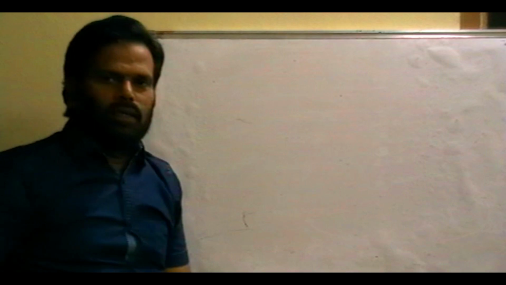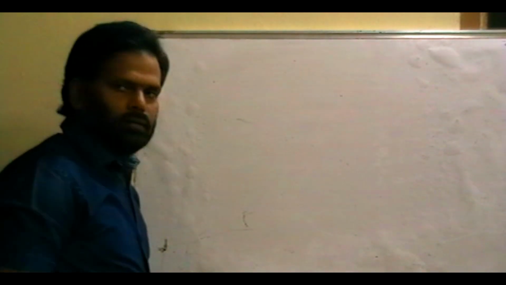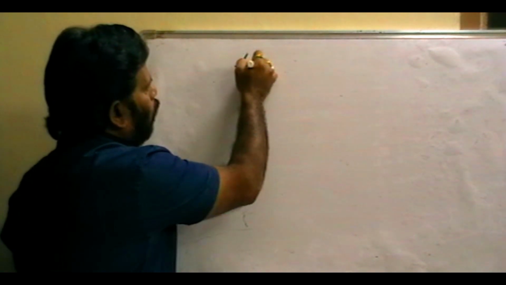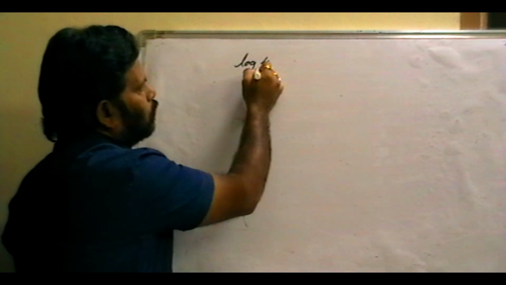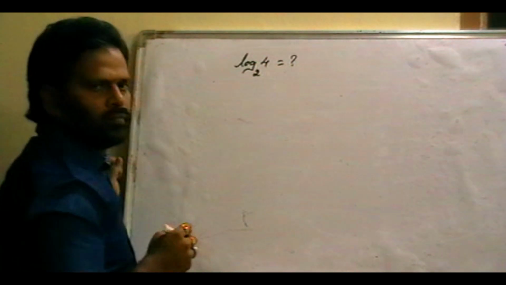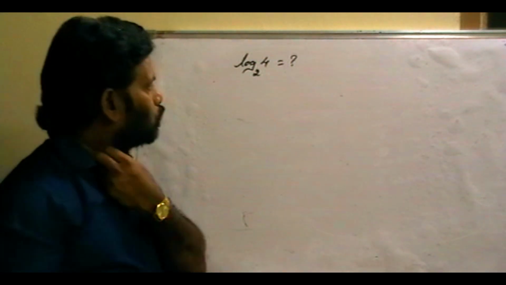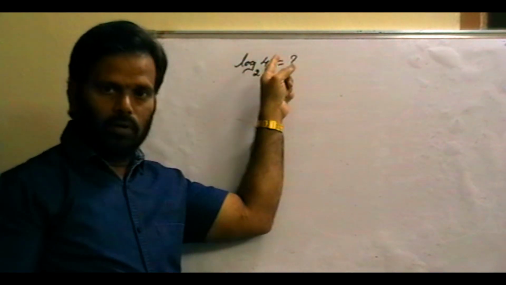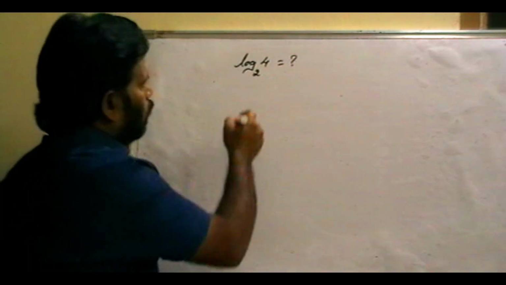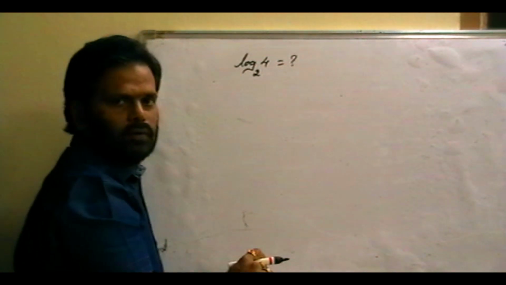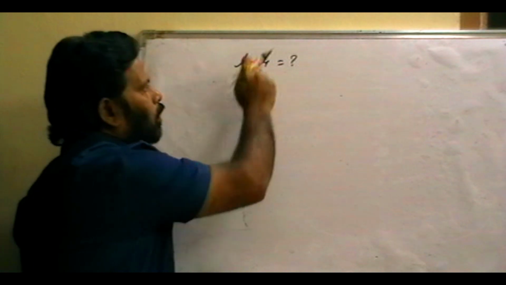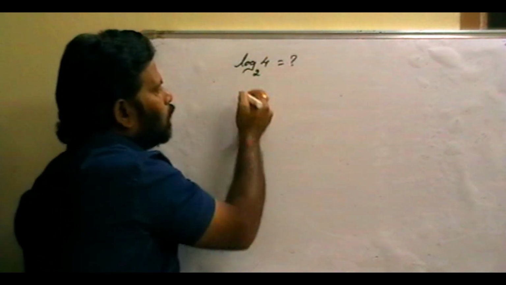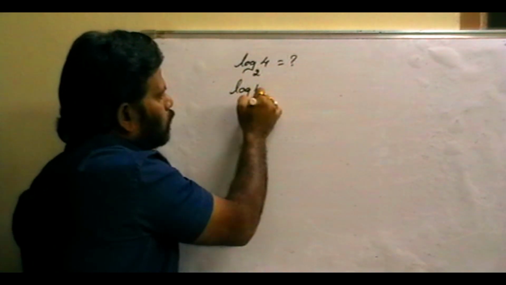Now how to find some logarithm values? For example, what is the value of log 4 to the base 2? Suppose we don't know the value, so what does that mean? Simple: 2 to the power of how much will get 4? 2 power how much is equal to 4? That is equal to 2. So log 4 to the base 2 is equal to 2.